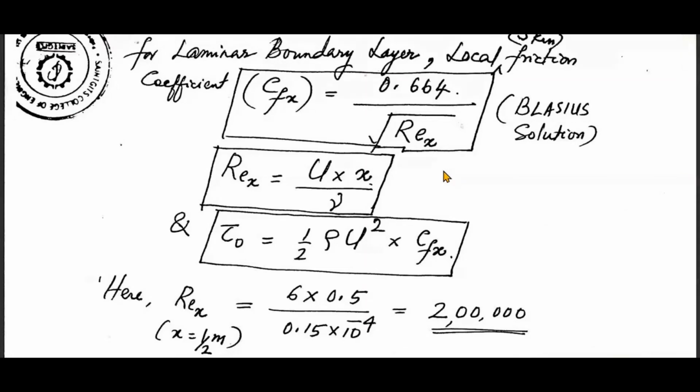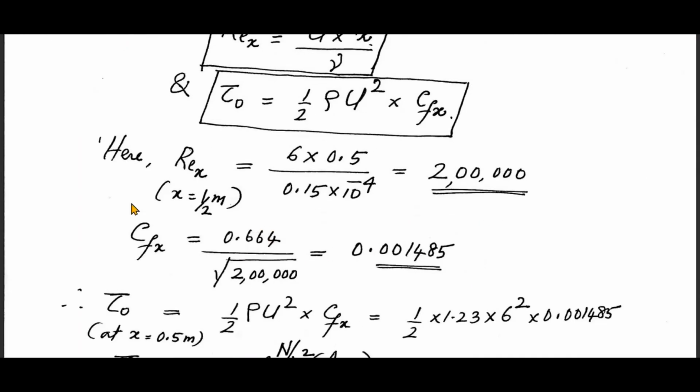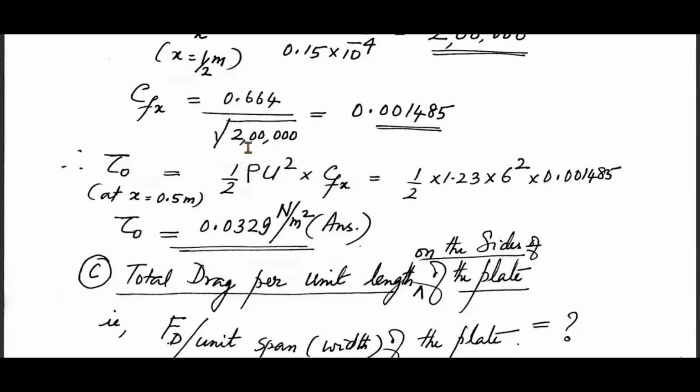This is an analytical solution which he found out, and that is considered to be a very prominent one in boundary layer studies. So tau 0 is equal to half rho u square into CFX. This is only a check because we found the shear stress already. If Rex at half a meter is 2 lakhs, then 0.664 divided by root of 2 lakhs gives 0.001485 as the local skin friction coefficient.